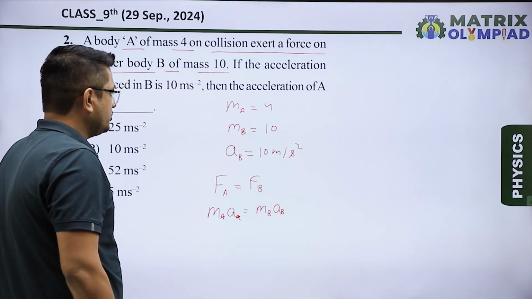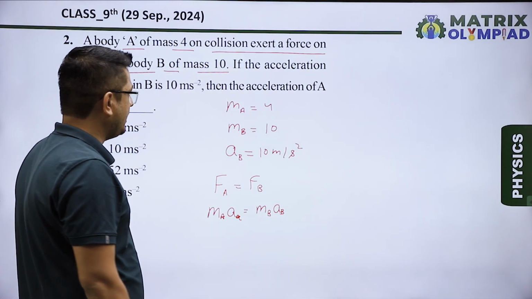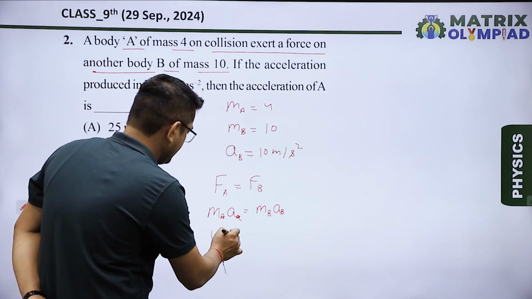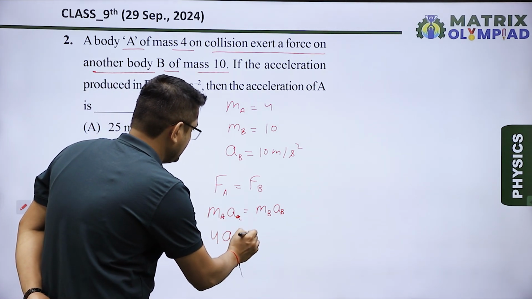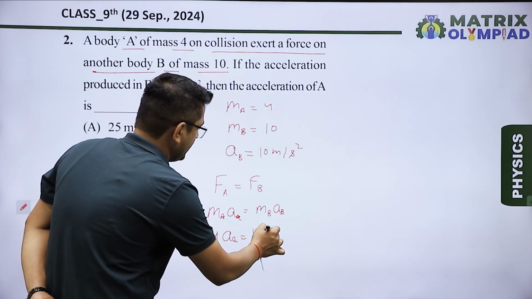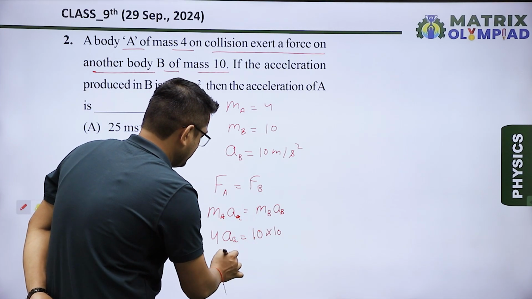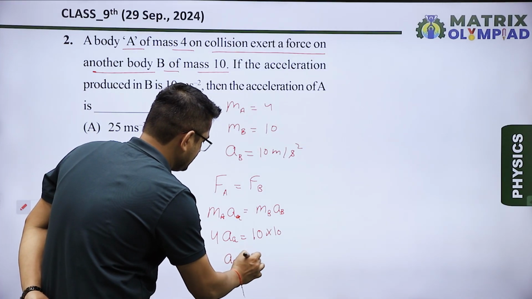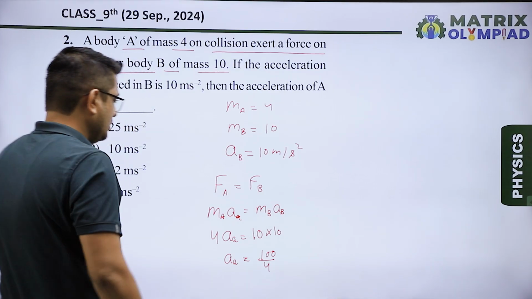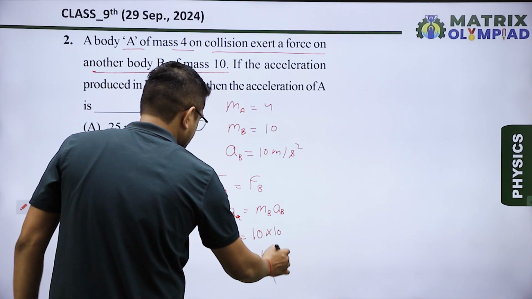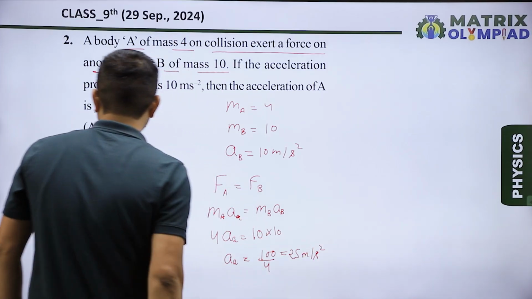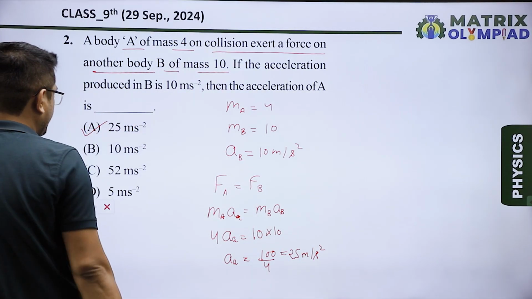Putting the values, let us find the answer. MA is 4 and AA we have to find, MB is 10 multiplied by AB, which is also 10. So AA is equal to 100 divided by 4, which is equal to 25 meter per second square. So the correct answer is option A.